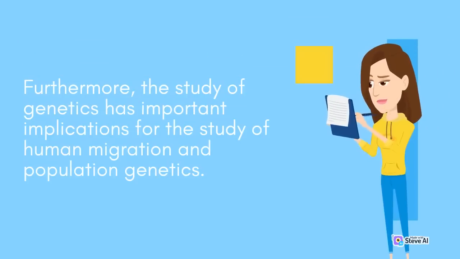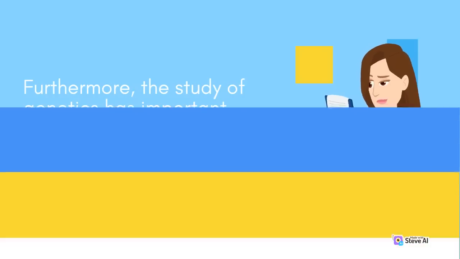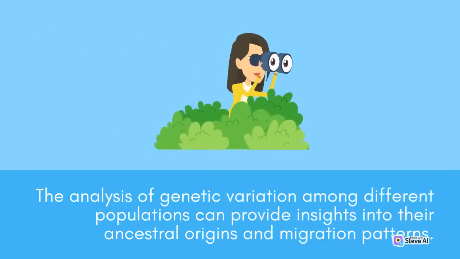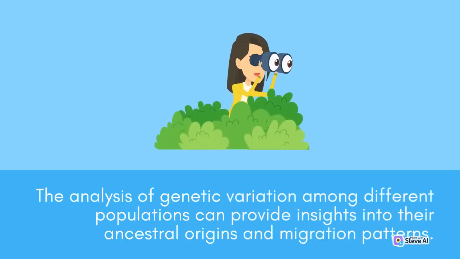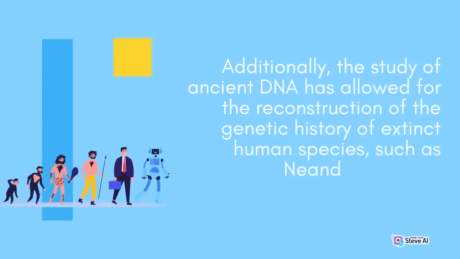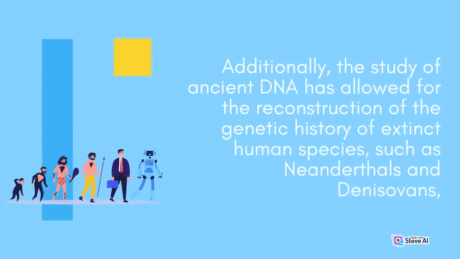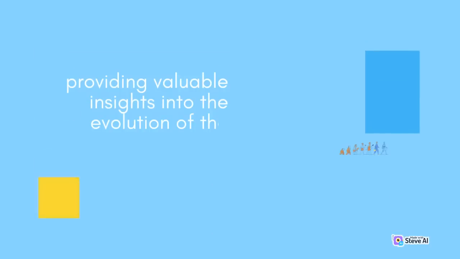Furthermore, the study of genetics has important implications for the study of human migration and population genetics. The analysis of genetic variation among different populations can provide insights into their ancestral origins and migration patterns. Additionally, the study of ancient DNA has allowed for the reconstruction of the genetic history of extinct human species, such as Neanderthals and Denisovans, providing valuable insights into the evolution of the human species.